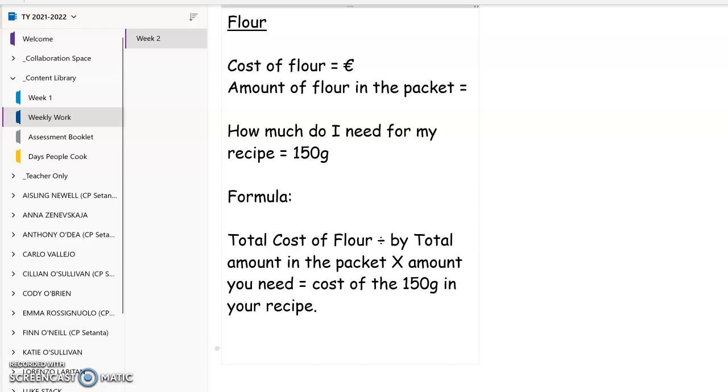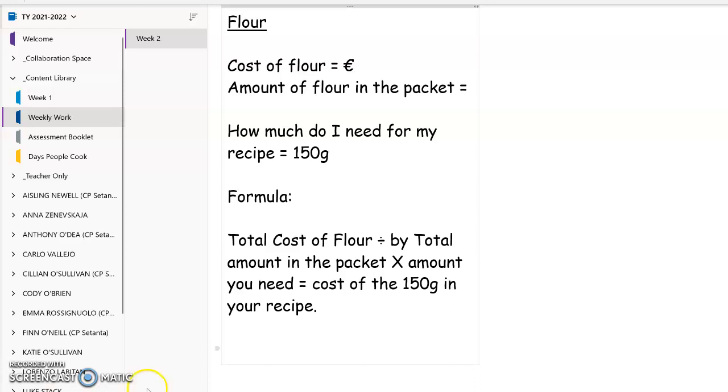First of all, we need to find out the cost of a bag of flour. We need to find the amount of flour in the packet. We need to find out how much we need for the recipe, which is 150 grams. We need to then use our formula. So the total cost of the flour divided by the total amount that's in the packet or the bag or the bottle or whatever it is, multiplied then by the amount of flour or mince or whatever that you need, and you will get the cost of the 150 grams.